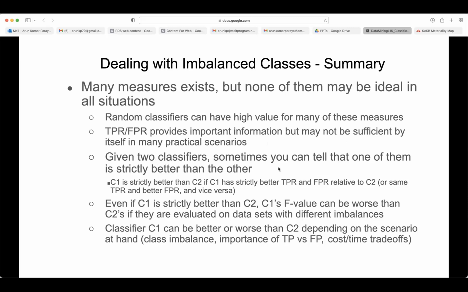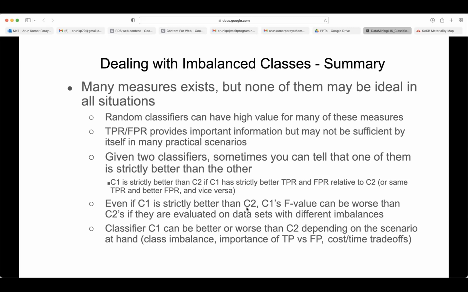Given two classifiers, sometimes you can tell that one of them is strictly better than the other. C1 is strictly better than C2 if C1 has strictly better TPR and FPR relative to C2, or the same TPR and better FPR, and vice versa. So if one parameter is the same, then whichever has the other value higher is better. Of course, FPR should be less. Based on that, you can say which one is better, comparing only those two.